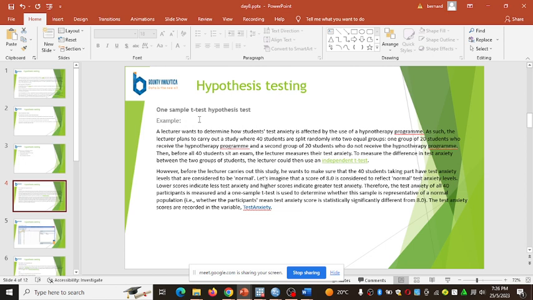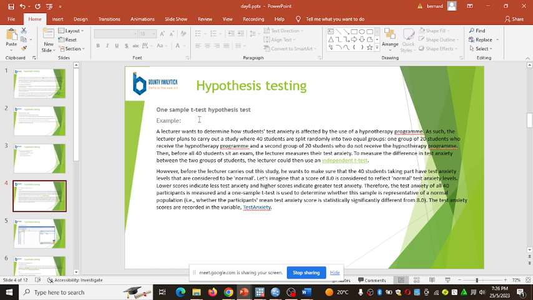How do we spell these ones? Hypnotherapy program. Yeah. So then, before all 40 students sit an exam, the lecturer measures their test anxiety. So to measure the difference in test anxiety between the two groups of students, the lecturer could use an independent t-test. So yes.